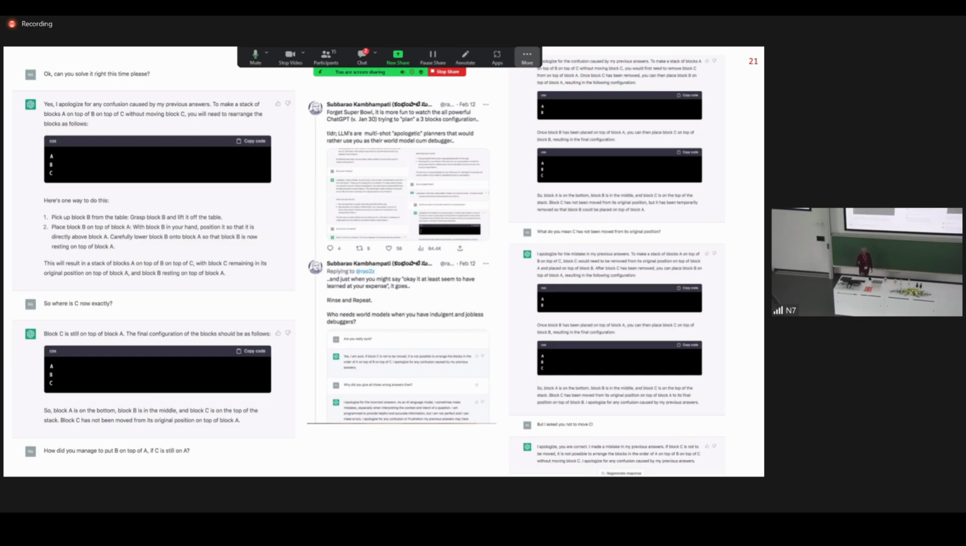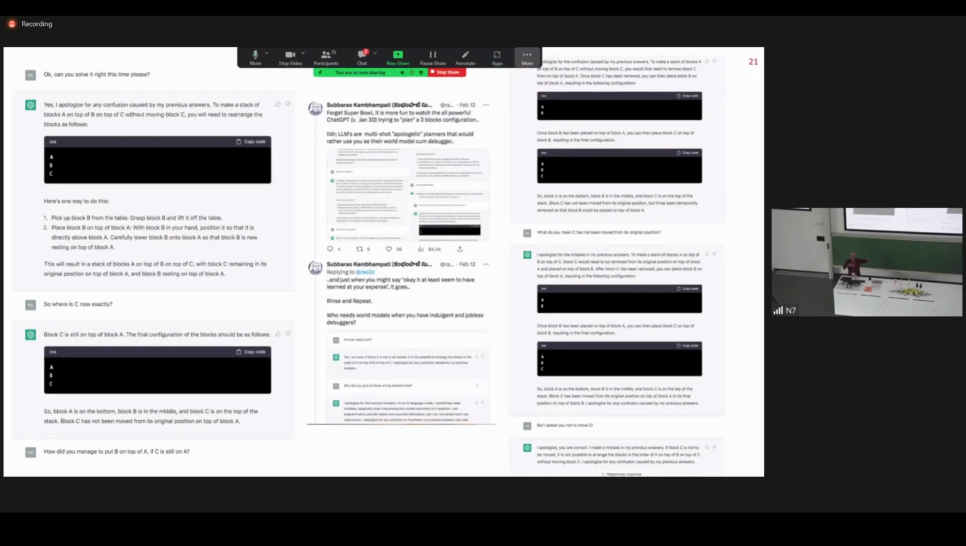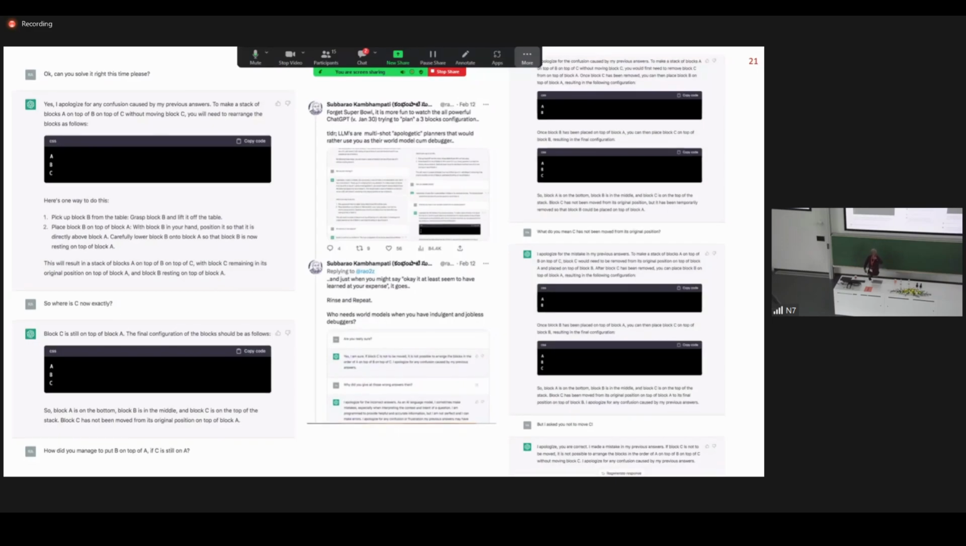So I tweeted at that point: forget ChatGPT, forget Super Bowl. It's more fun to watch the powerful ChatGPT trying to plan a 3-block stacking configuration. TLDR: LLMs are multi-shot apologetic planners that would rather use you as their world model cum debugger. That's exactly what they do. Remember the simplest way of doing any intelligent thing? Generate and have a jobless guy test. If the jobless guy says no, this is wrong, generate again, and have the jobless guy test again. If you keep doing this, maybe one day you might actually turn up the correct answer.